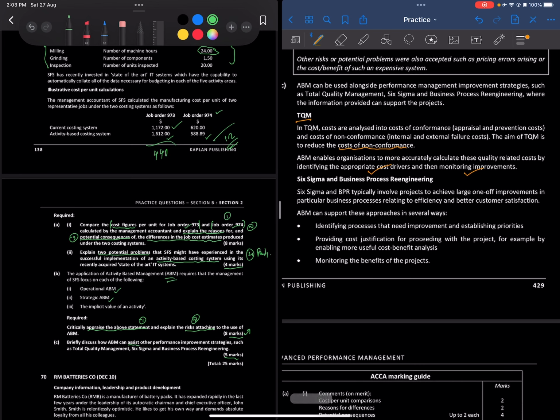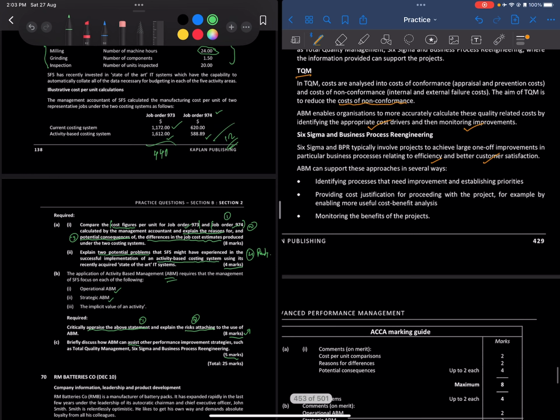Six Sigma and business process reengineering involve achieving large one-off improvements, right? So Six Sigma is more about radical changes, radical changes which relate to efficiency and better customer satisfaction, right? How can ABM support these activities? It can do it in many ways. Identify the activities that need improvement and establish priorities, right? So what are the processes that need to be improved?